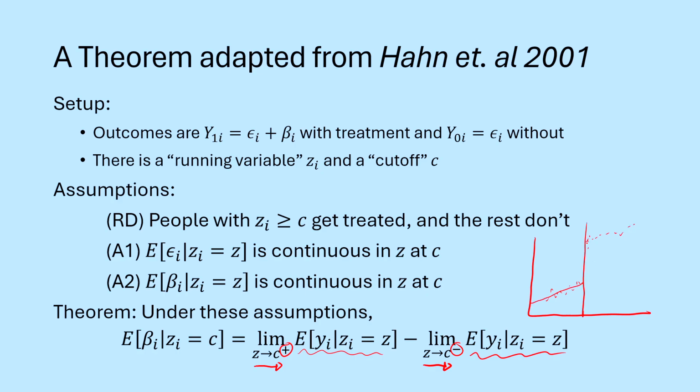And what the regression discontinuity method is going to do is take the expectation as we get really close on the left-hand side, take the expectation as we get really close on the right-hand side, and take the difference between these two. That should be the expected treatment effect right at the spot where Z is equal to the cutoff C. That's a powerful theorem.